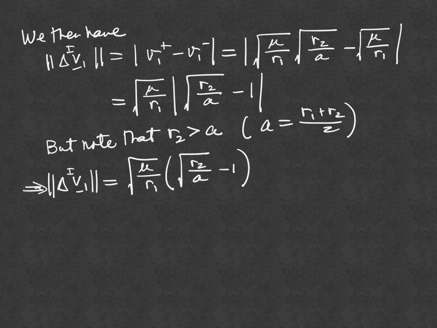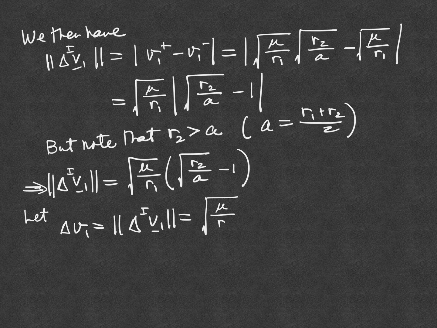Now, for simplicity in the future, we're going to just replace the magnitude of delta v1 as follows. We're going to say let delta v1 equal the magnitude of delta v1I, which we now know is the square root of mu over r1 times the square root of r2 over a minus 1. So next we're going to follow a similar procedure in order to determine the magnitude of delta v2.